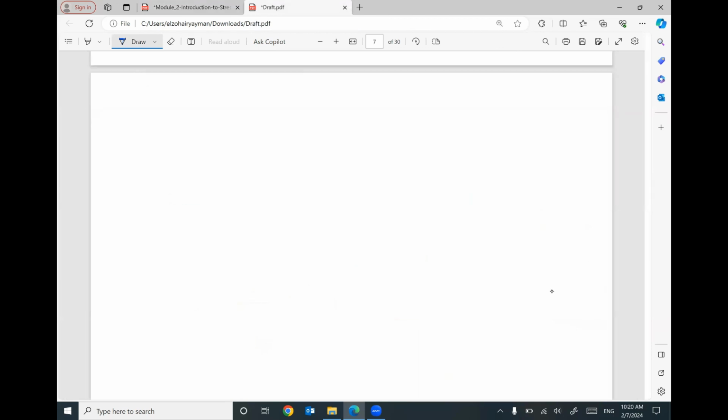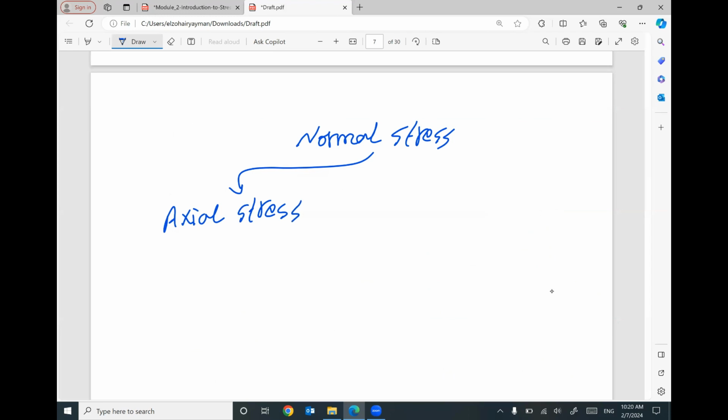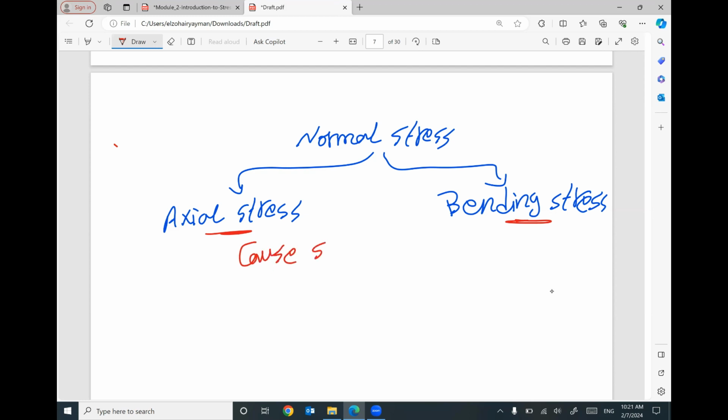So what I can say so far, normal stress can be axial stress, or can be bending stress. So bending stress or axial stress, both of them originally are normal stress. What do I mean by normal stress? I mean the axial stress or bending stress will cause stress perpendicular to the cross section.